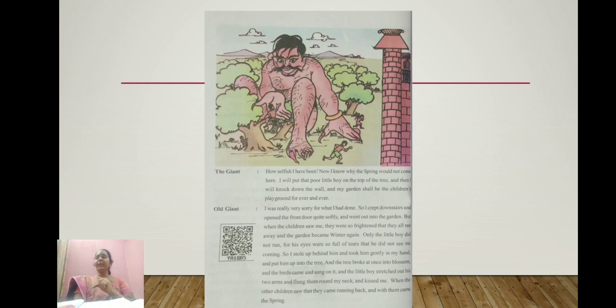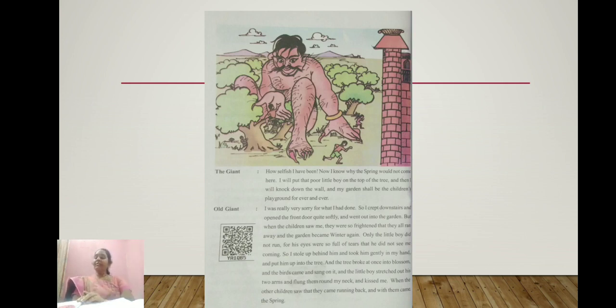"I will put the poor little boy on the top of the tree, and then I will knock down the wall, and my garden shall be the children's playground forever and ever." Now he wants to rectify his mistake. So how selfish I have been all these days. I did not allow the children to play in my garden. So that's why my garden is also not beautiful. Now I will make all the children play in my garden. So that's what he thought to himself.